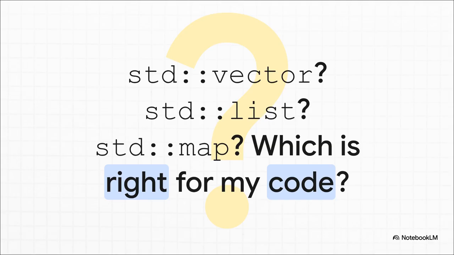You're staring at your screen, you need to store some data, and the STL rolls out this massive buffet of containers: vector, list, map. And you know that picking the wrong one can absolutely tank your performance, or just make your code a total mess to deal with later. So, how do you even begin to choose?